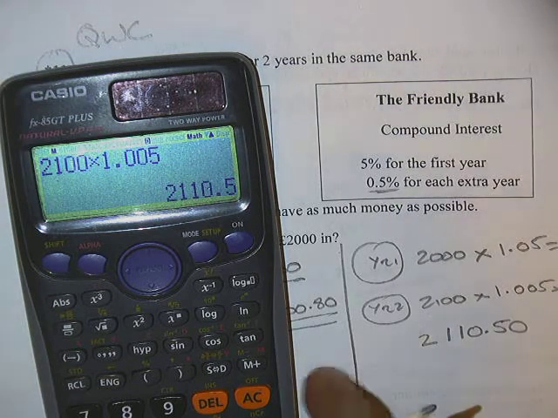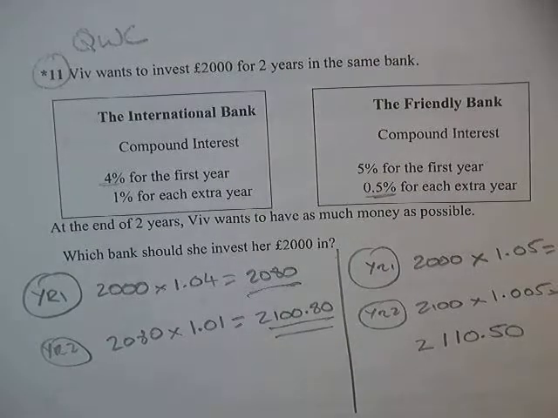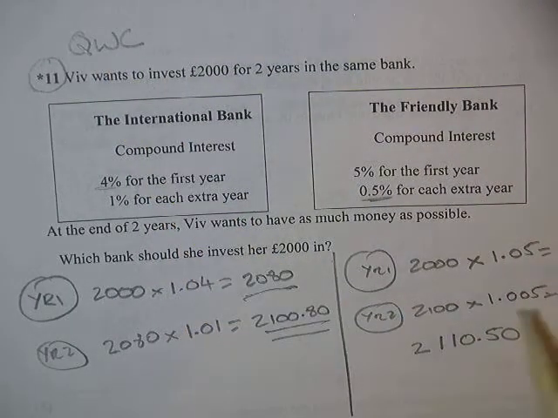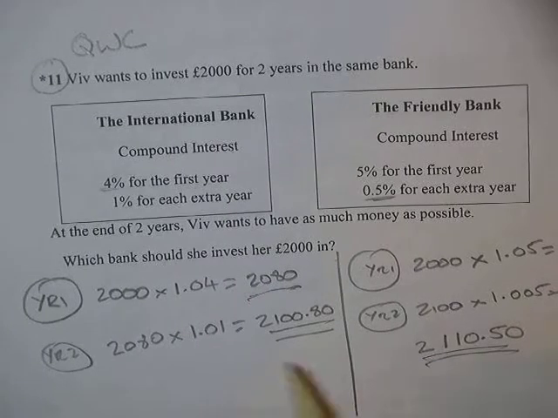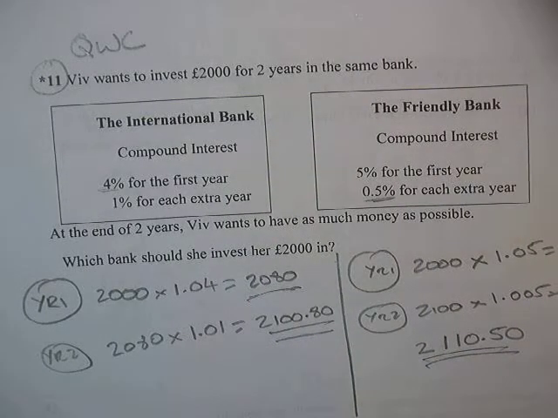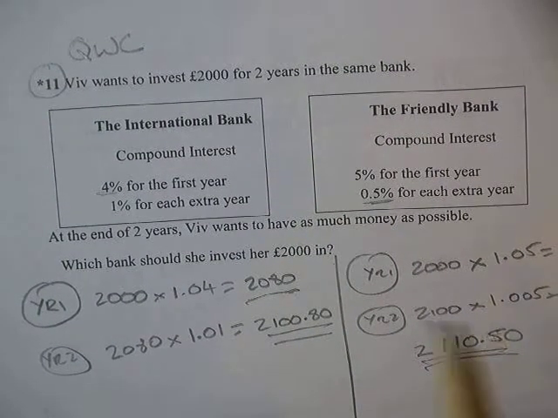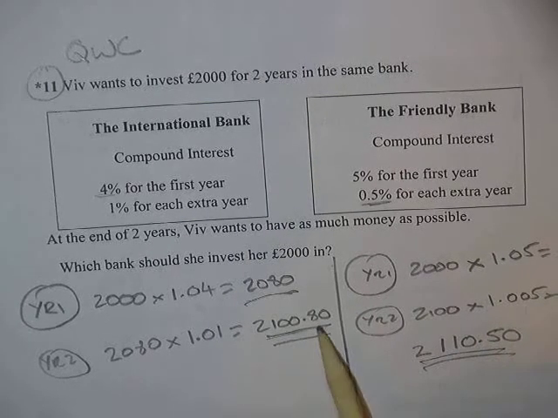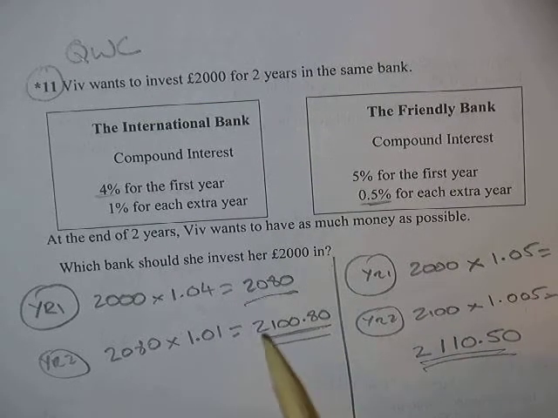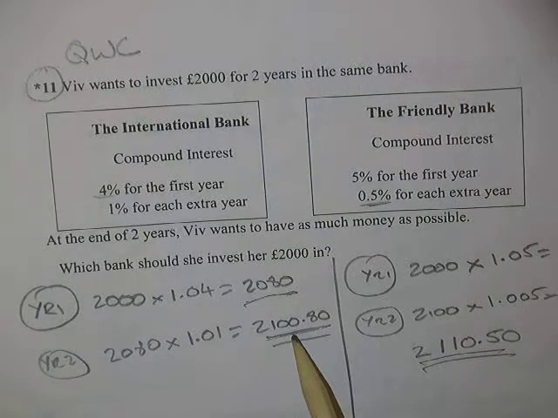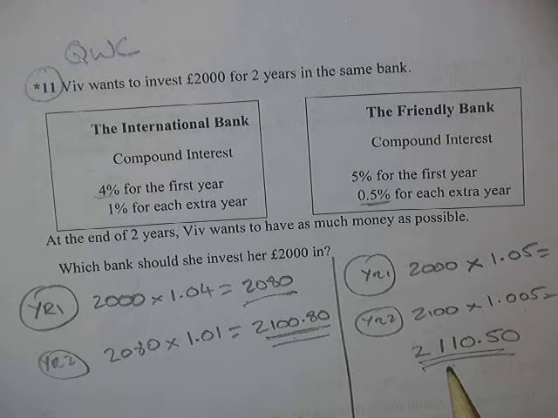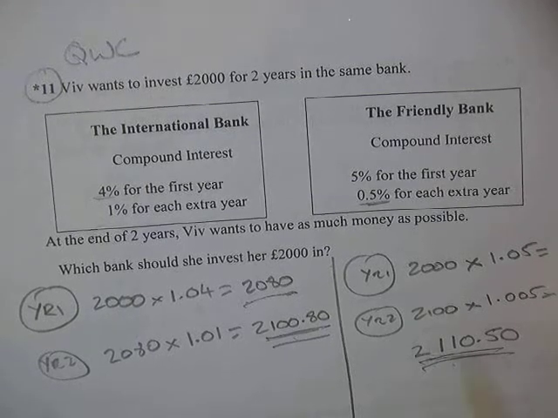Now this is where we've got to show that we can show our quality of our written communication. So we've done all our working out. We've got our 2 answers here. First thing we're going to do, we're going to work out which one's going to give us more for our investment, £2,000 at the end of year 2. The answer for the first bank, international bank, was £2,100 and 80 pence. For friendly bank, £2,110 and 50p. We know that's more money.